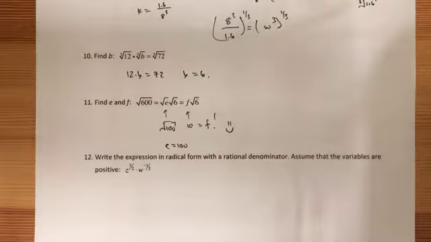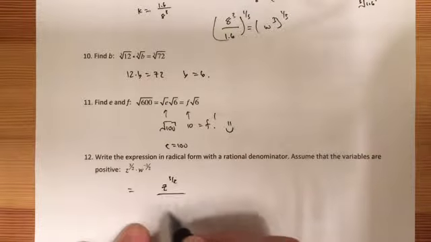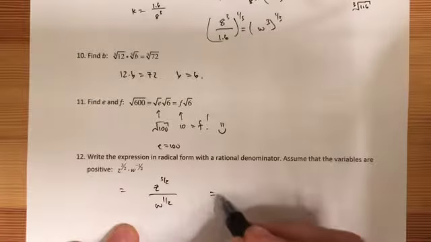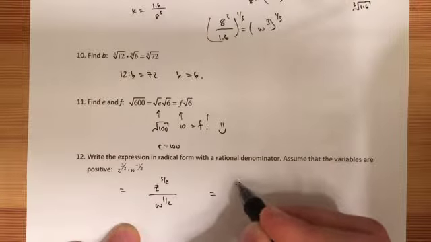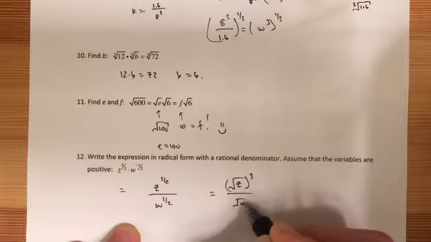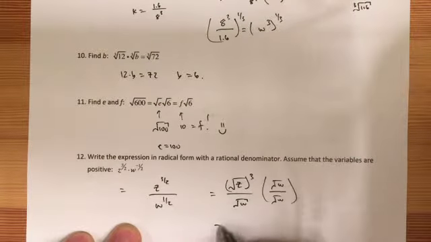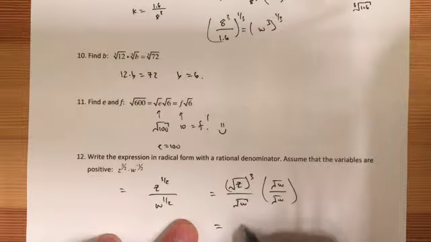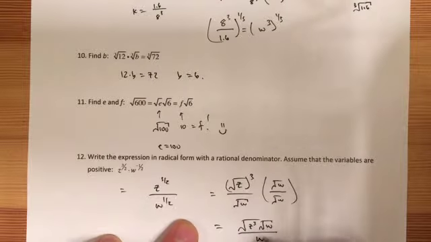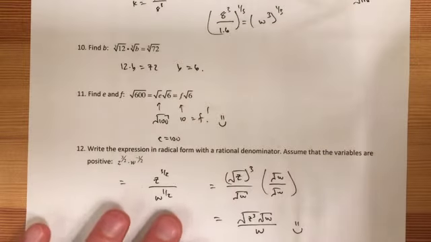And finally, write the expression in radical form with a rational denominator, assume that the variables are positive. So this is going to be z to the 3/2 divided by w to the 1/2, which is, let's see, the square root of z all cubed divided by the square root of w. If I multiply by root w over root w, I should get the square root of z cubed times square root w divided by w. And that takes care of it.